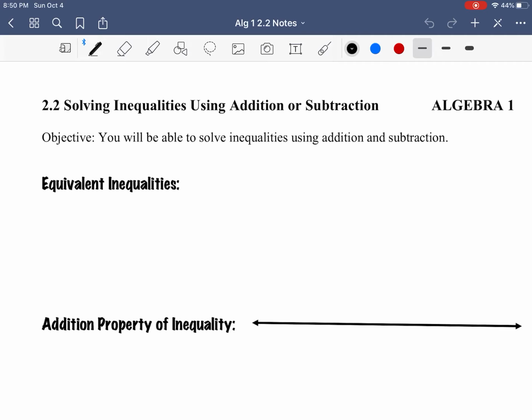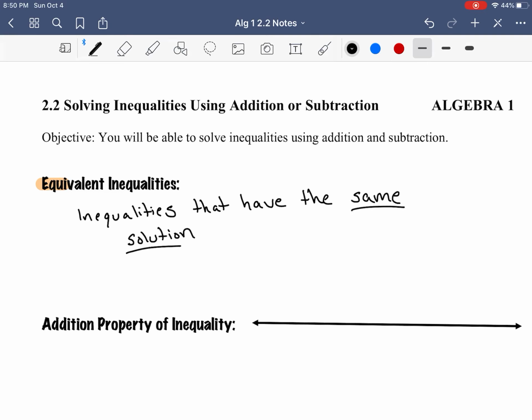Equivalent inequalities has the word almost equal in it. Equivalent inequalities are inequalities that have the same solution. Okay, so if you have two inequalities that have the exact same solution, we call them equivalent.